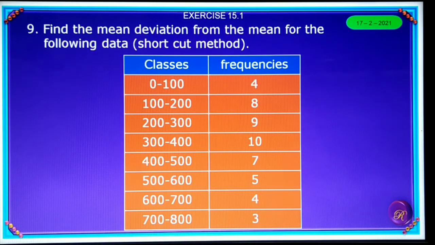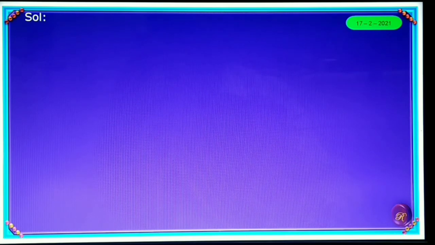Find the mean deviation from the mean for the following data by shortcut method. Classes: 0 to 100, 100 to 200, 200 to 300, 300 to 400, 400 to 500, 500 to 600, 600 to 700, 700 to 800. Corresponding frequencies are 4, 8, 9, 10, 7, 5, 4, 3. Solution. Let us take the given data.